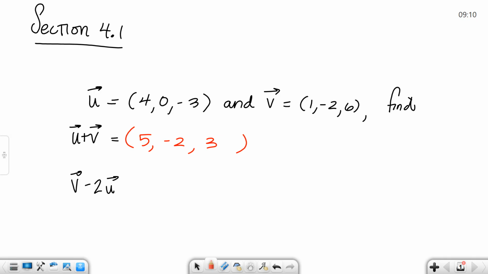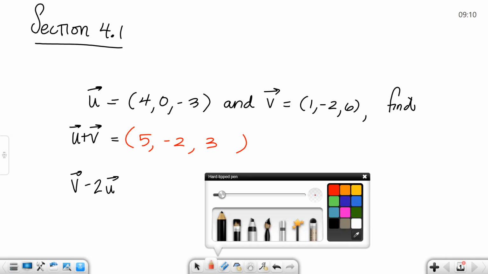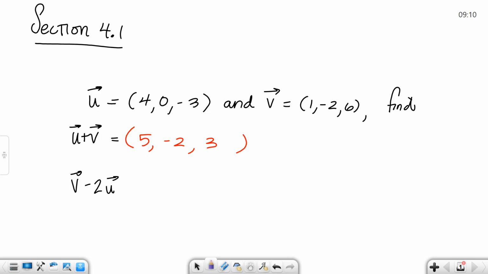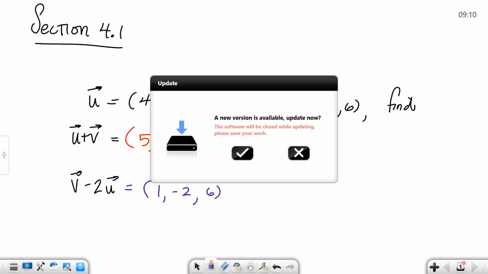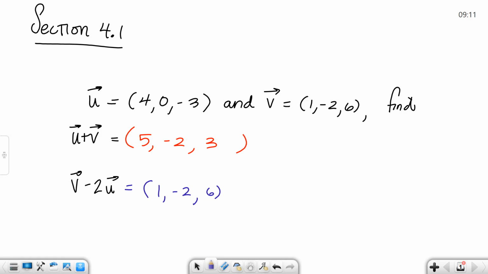Okay, my second one was v minus 2u. And as far as how you want to work it, you can even do it in your head. I don't, of course. But v is 1, negative 2, 6. I almost got tricked by my own problem there for a second because I'm used to u coming first, and I almost wrote u there. So be very careful. It said v first. Okay, so then it says minus 2u.